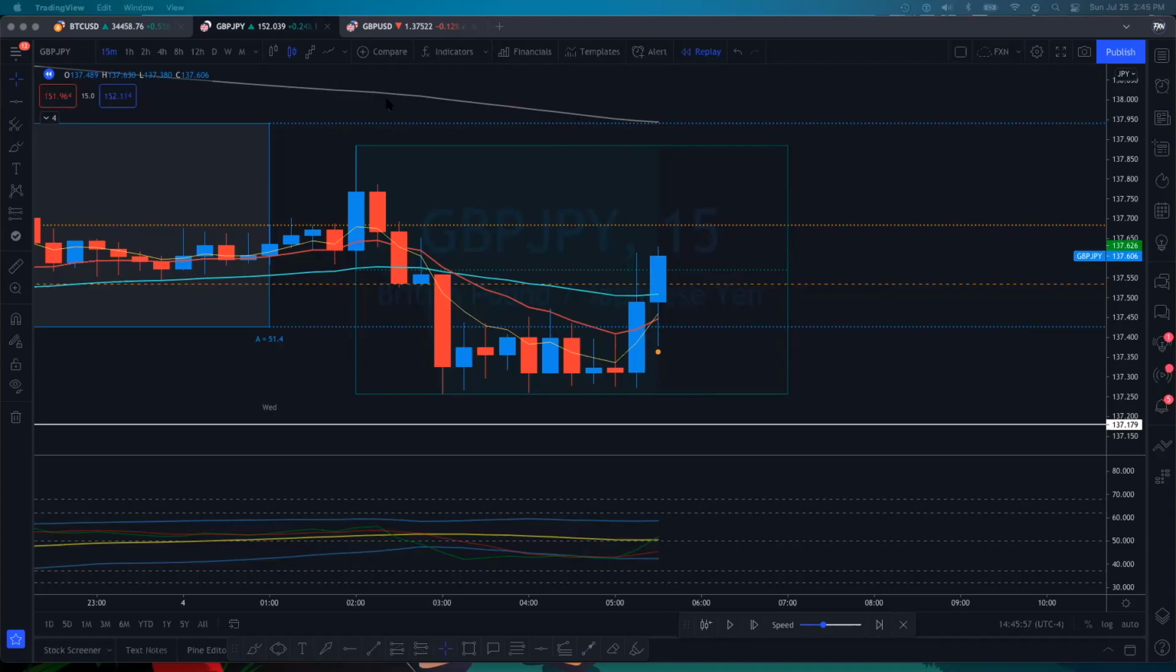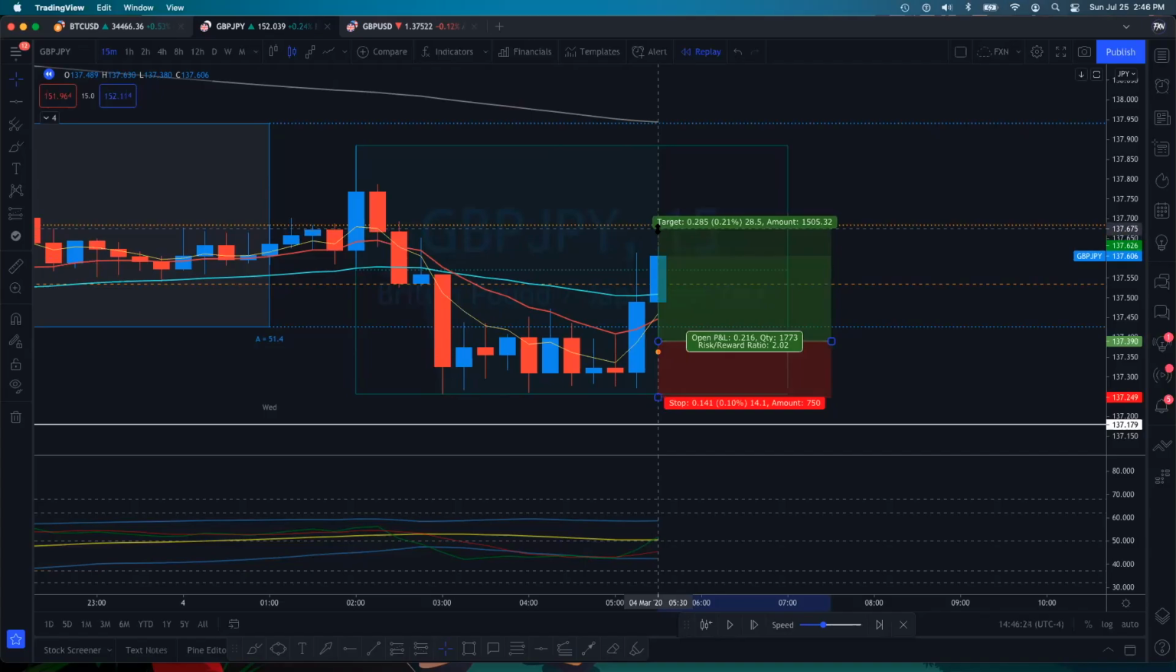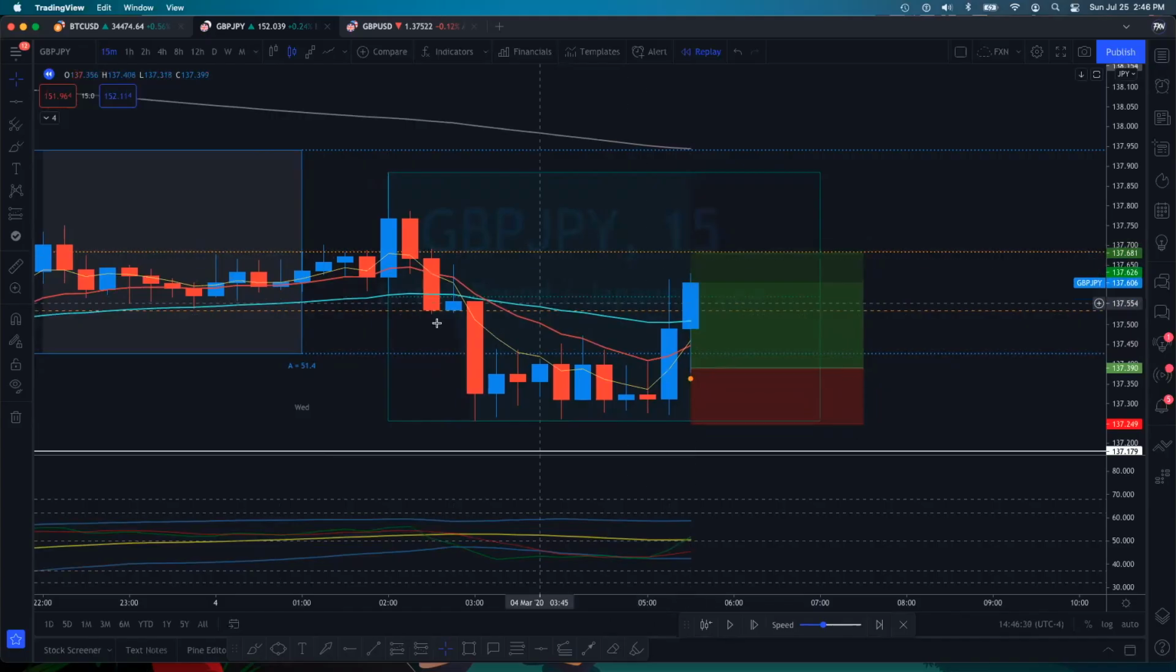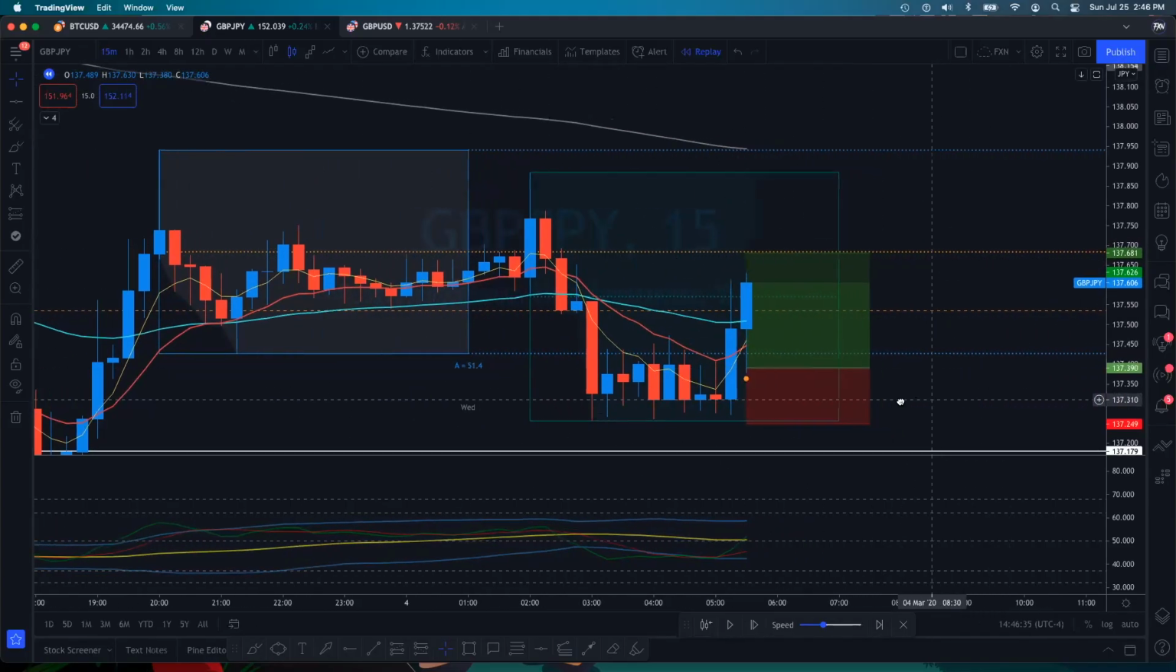So what would that look like essentially? What does this look like for you? It's a 14.5 pip stop loss if you're coming back on this pullback candle. And to get 2 to 1 is basically the middle of the range. Do you see that? The middle of the Asian range is your 2 to 1 risk reward ratio.